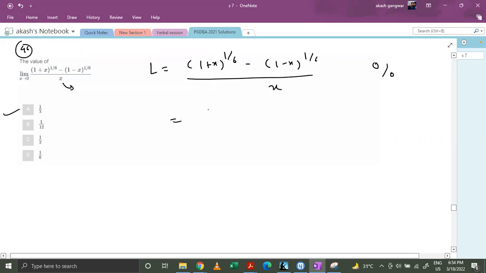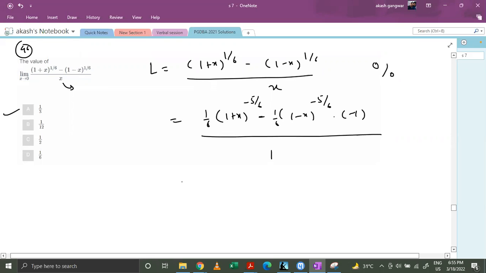Now differentiating the numerator, we get 1 by 6 (1 plus x) raised to the power minus 5 by 6 minus 1 by 6 (1 minus x) raised to the power minus 5 by 6 dot minus 1, divided by 1. So this again gives 1 by 3.